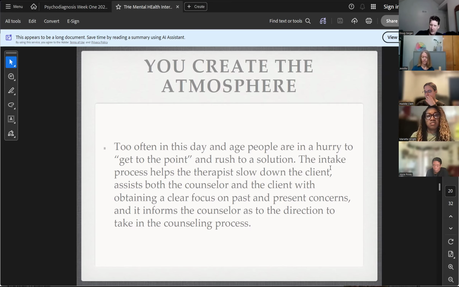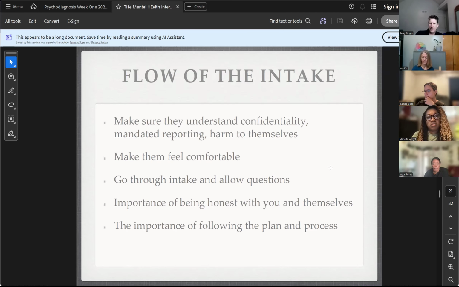It informs the counselor as to the direction to take during this whole counseling process, right? So the flow of the intake should look like this. Make sure that they understand confidentiality and mandated reporting. If they come to you and say something like, I'm going to hurt myself, I'm going to hurt somebody else, or I know of elderly abuse or child abuse, that is something we have to report. They need to know that we are mandated reporters and that it will be reported if they say certain things, if they're going to be a harm to themselves, and so on.